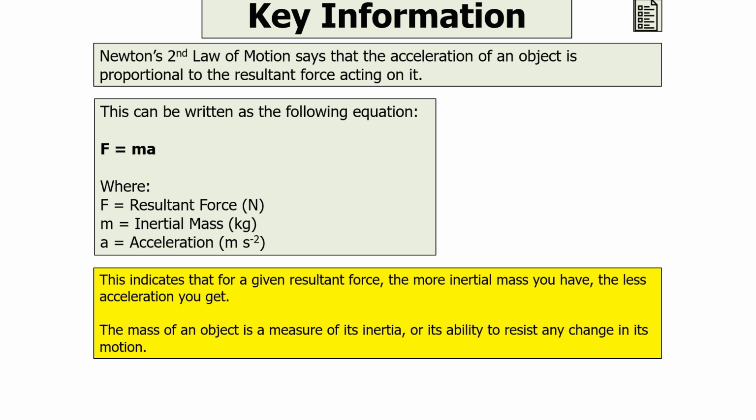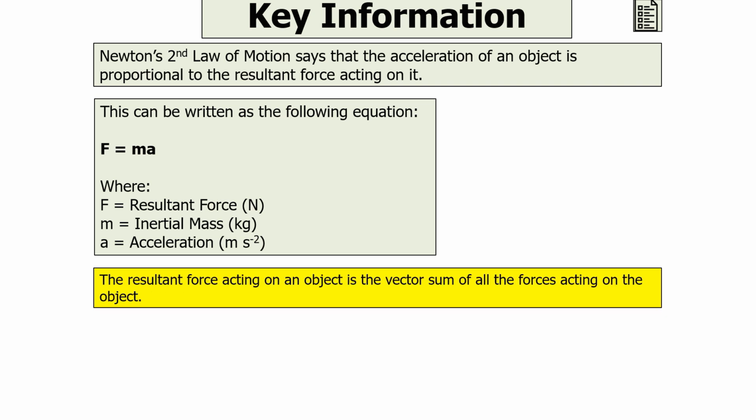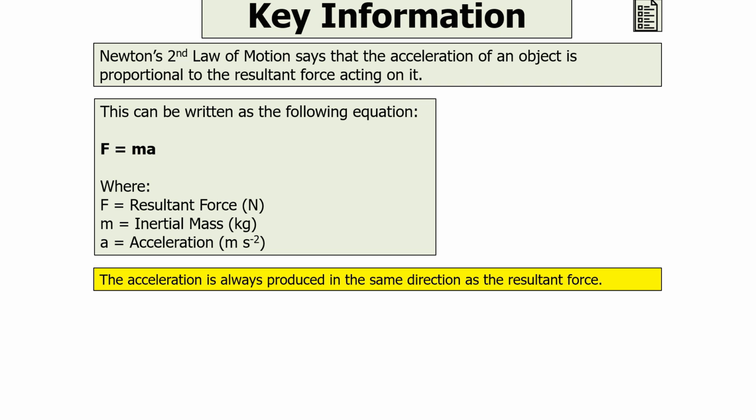So the mass of an object, as we said, is a measure of its inertia, or its ability to resist any change to its motion. So, the greater the mass, the smaller the acceleration which results. So if you push your hardest against a small car, which has a small mass, you will have a greater effect than if you push against a more massive car. Remember, the resultant force acting on an object is the vector sum of all the forces acting on the object. The acceleration is always produced in the same direction as the resultant force, and this law of motion can only apply to objects with a constant mass.